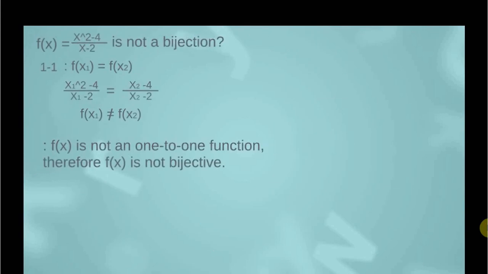Example 2. f(x) equals (x squared minus 4) divided by (x minus 2) is not a bijection. We have to prove that. So now let's check the function. First is one-to-one. f(x1) equals f(x2). This is done by replacing x with x1 and x2: (x1 squared minus 4) divided by (x1 minus 2) equals (x2 squared minus 4) divided by (x2 minus 2). So here we observe that f(x1) is not equal to f(x2). f(x) is not a one-to-one function, and hence it did not satisfy the condition of one-to-one. Since it does not satisfy one-to-one, we do not need to continue on to the onto function. We can show that f(x) is not a bijection.